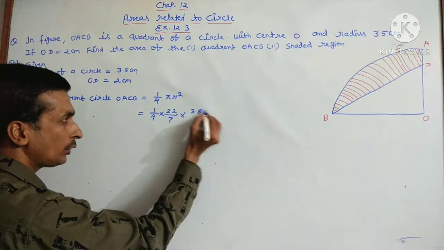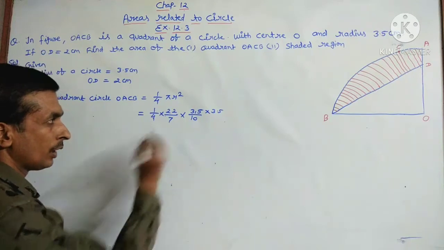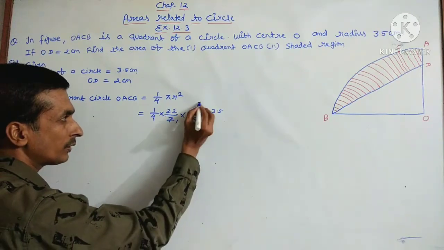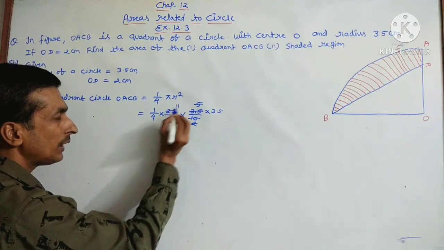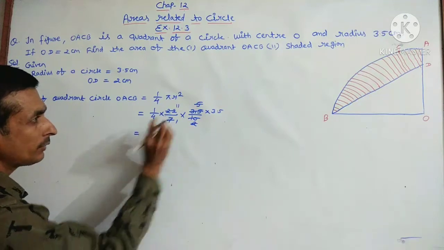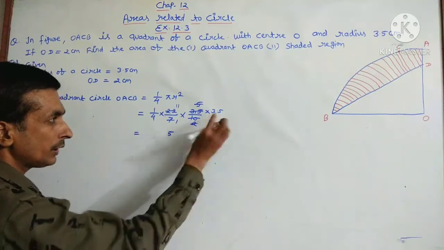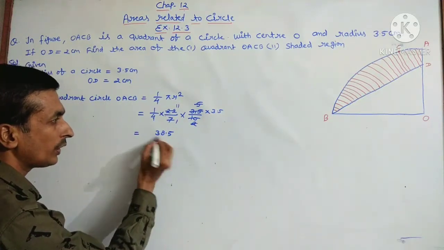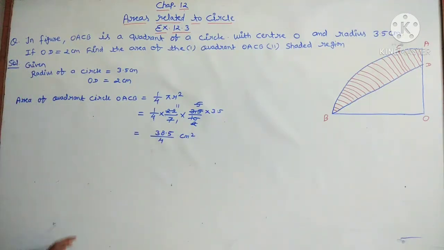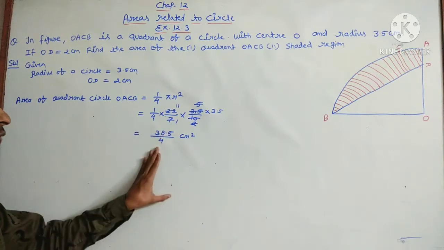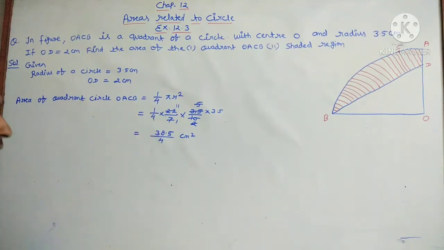You have to write 3.5 two times, 3.5 and 3.5. Remove the decimal point, and you can write 10. 7 ones are 7, and 7 fives are 35. 5 ones are 5, 5 twos are 10, and dividing by 2, it becomes 11. So 11 into 5 is 55, 11 threes are 33, which gives 38.5 upon 4. It is centimeter square. So this is your first requirement, 38.5 upon 4 centimeter square, the area of quadrant OACB.